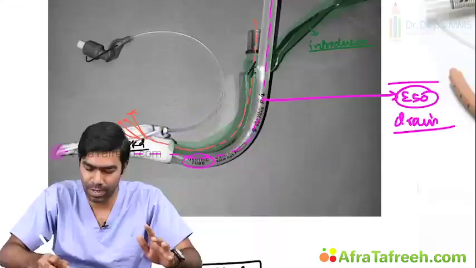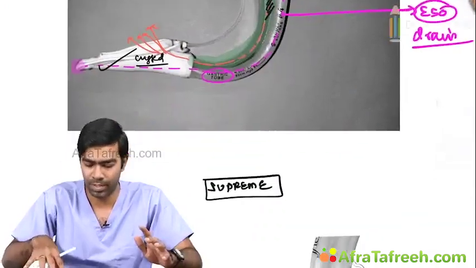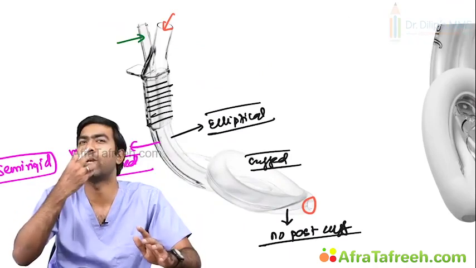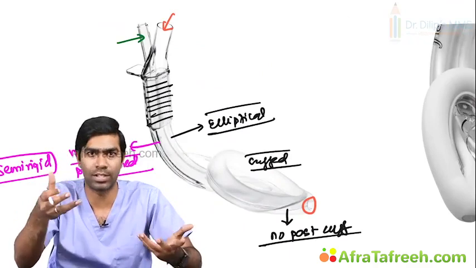So these are the modifications in LMA Supreme. And remember, all these second generation and third generation LMAs will have a bite block. So you can see there will be a bite block here in ProSeal LMA. And you can also see this is the bite block, which means this will be located here. Actually, that's how it's designed.